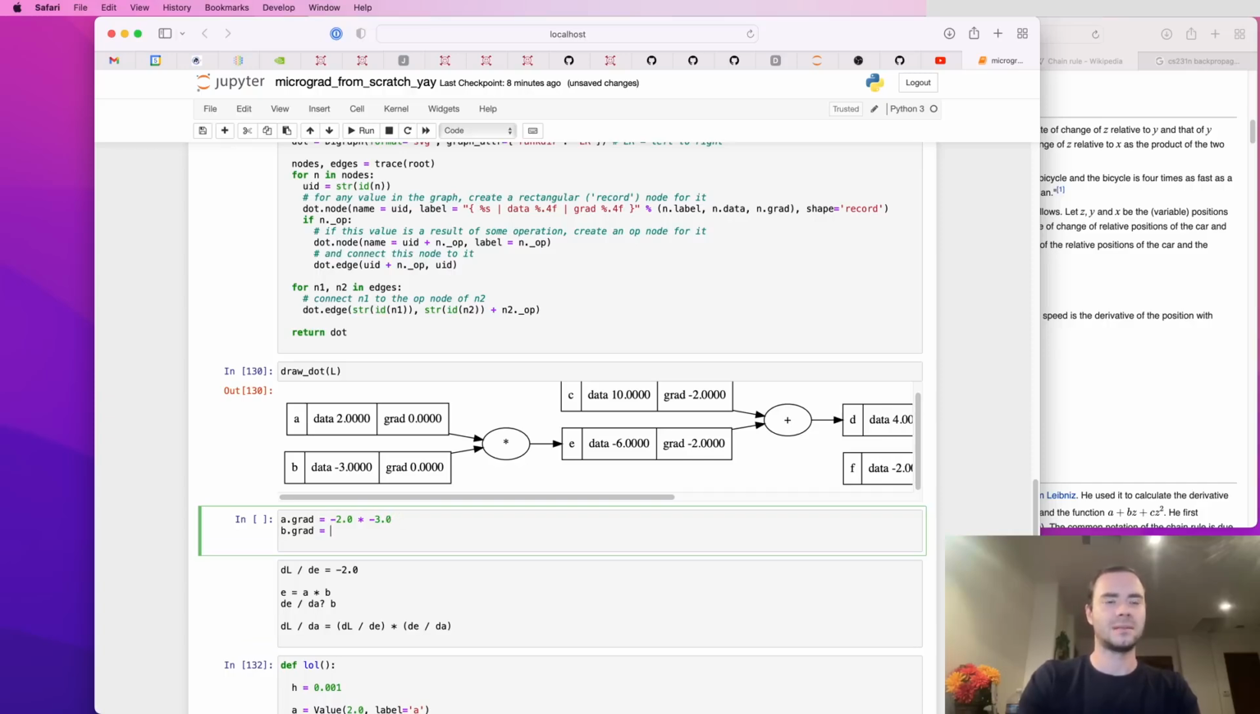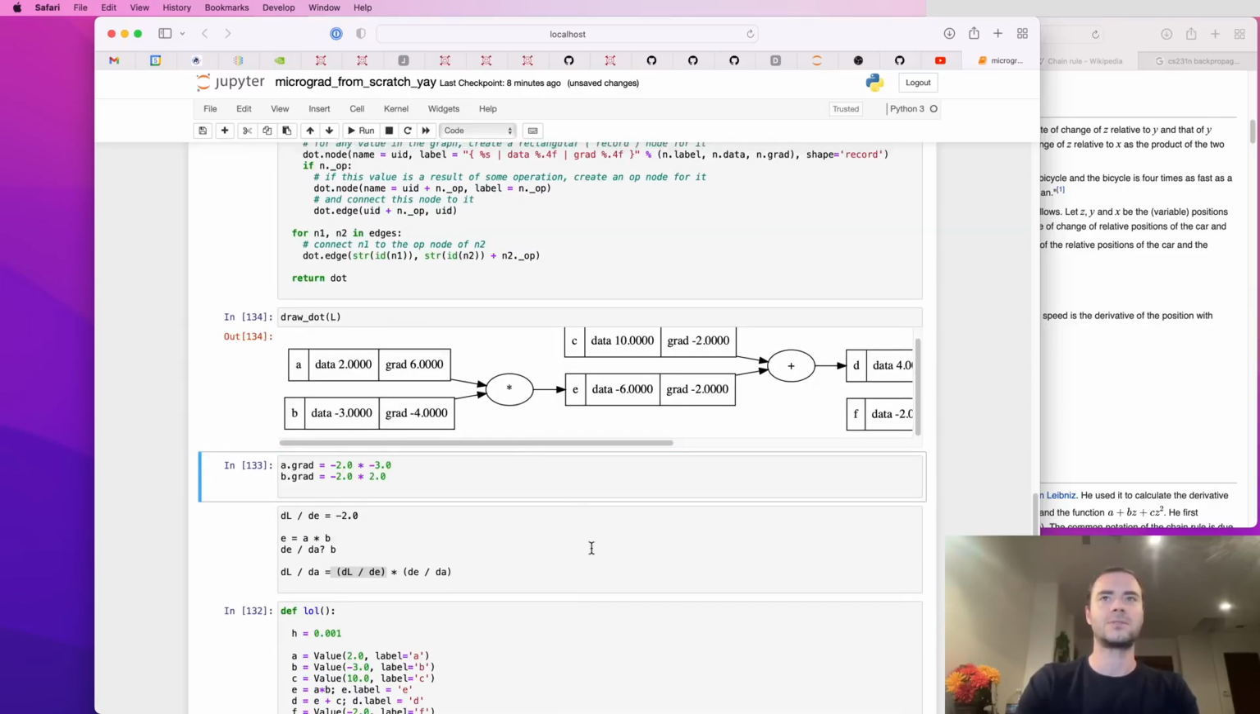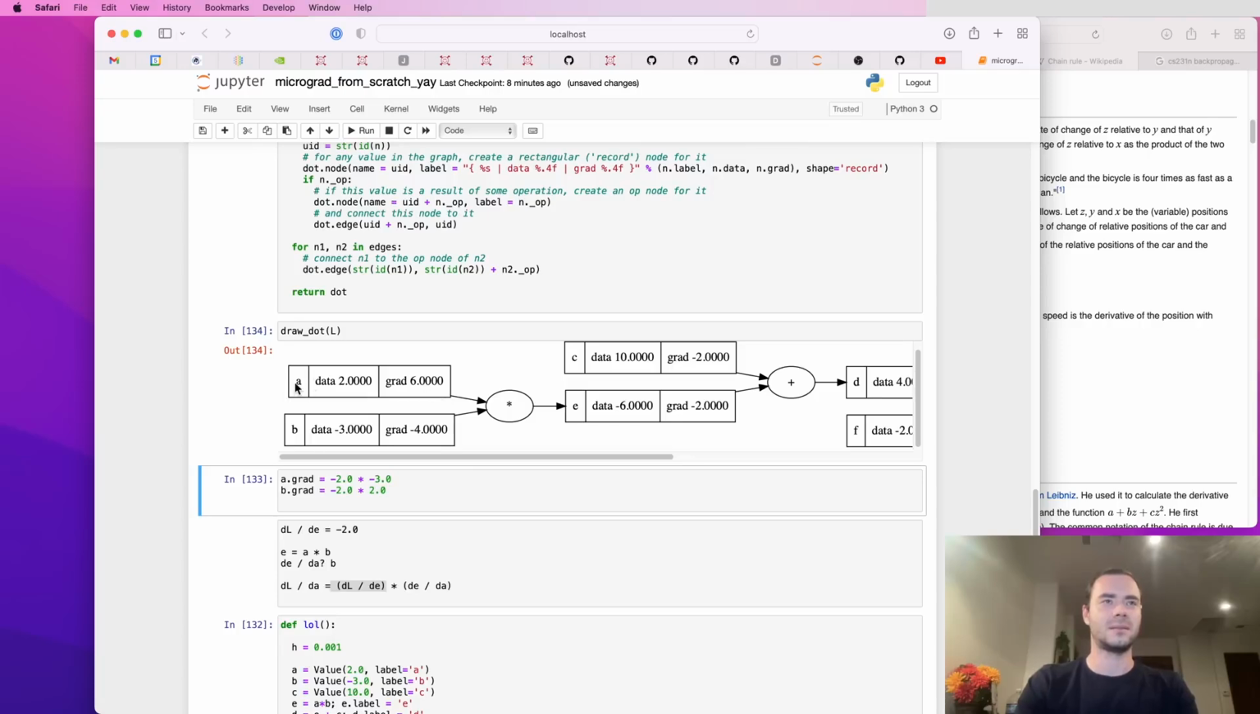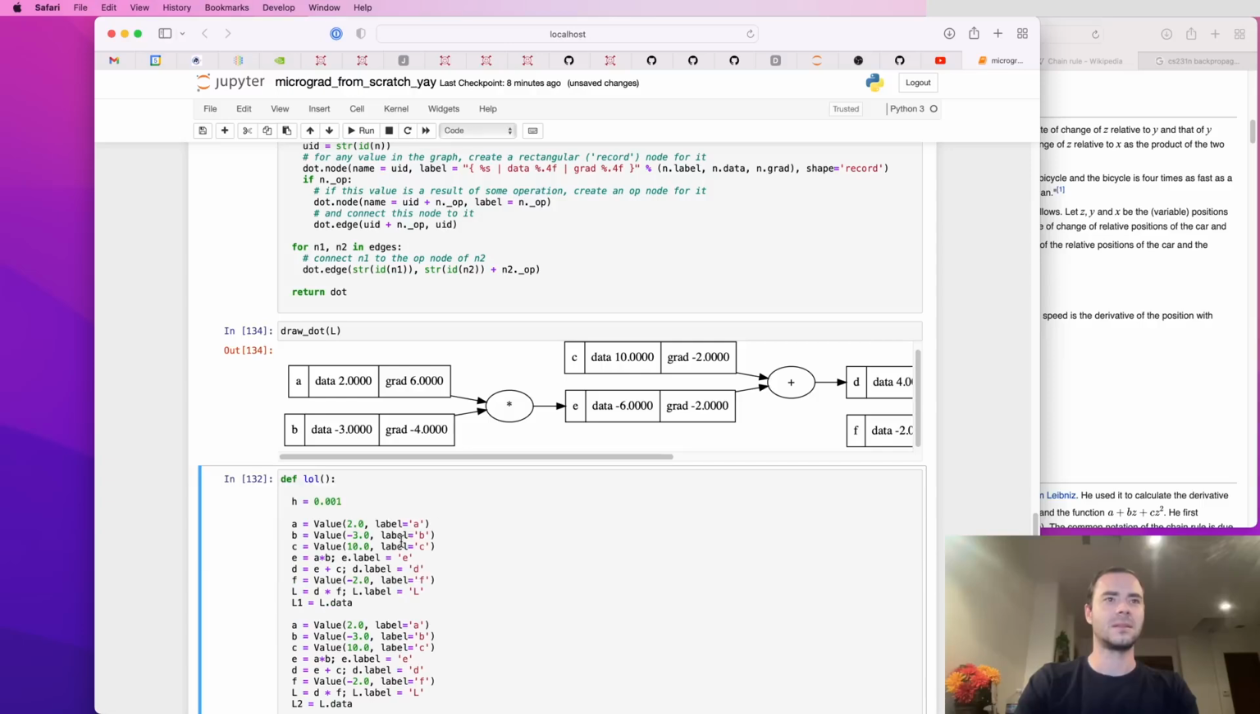And then we have b dot grad, which is again dl by de, which is negative 2, just the same way, times dE by dB, which is the value of A, which is 2.0. That's the value of A. So these are our claimed derivatives. Let's redraw. And we see here that a dot grad turns out to be 6, because that is negative 2 times negative 3. And b dot grad is negative 2 times 2, which is negative 4. So those are our claims. Let's delete this and let's verify them.